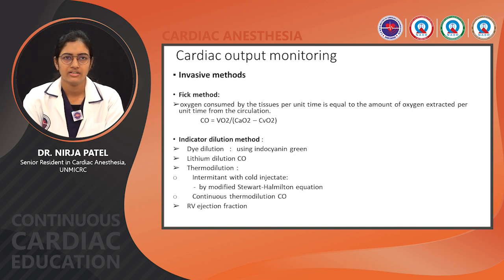Another is the indicator dilution method, in which first is dye dilution using indocyanine green, second is lithium dilution using lithium as an indicator, and third is thermodilution, which is mainly used with the PA catheter, in which intermittent and continuous thermodilution techniques can be used, using the modified Stewart-Hamilton equation. Another is the RV ejection fraction method of cardiac output monitoring.